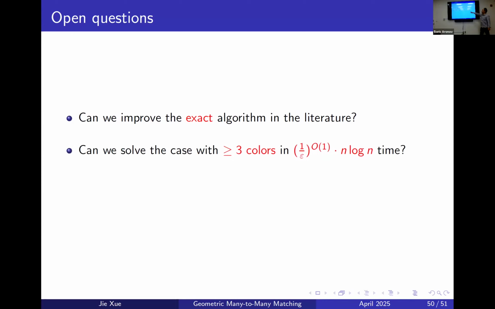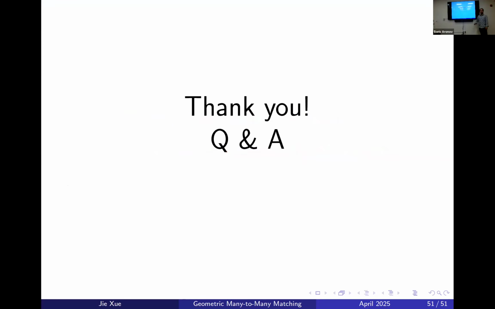And then I mentioned that we have this new algorithm, but it only works for the bichromatic case. What if we have more than 3 colors? And what about some more general matching problems? Okay, so thank you. This is my talk.